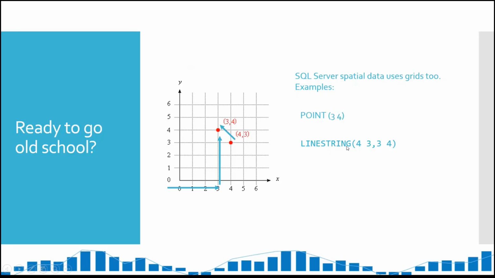You also can have multiple points. So a line string, for example, would be the first point and then the second point. The commas come into play with spatial data when you're dealing with multiple points. So just a little refresher. We haven't done that for a while.